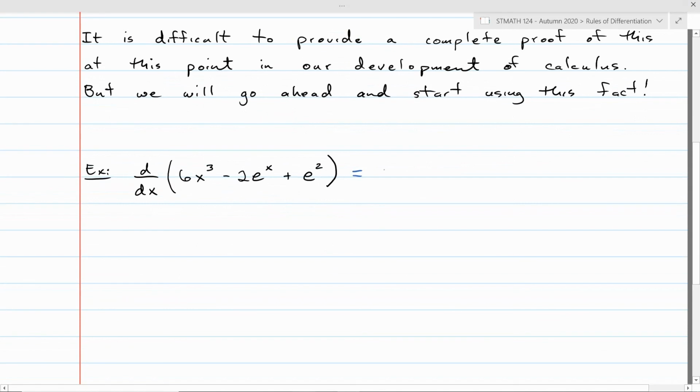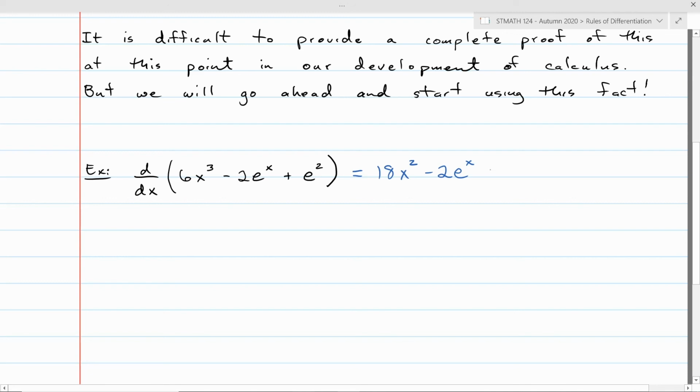And the first piece, 6x cubed, I would use the power rule along with the constant multiple rule. Pull the 6 out, bring the 3 down, so I get 18x squared. On the second one, I can use the constant multiple rule, pull the -2 out. And then the derivative of e to the x is just e to the x. Doesn't get any better than that.